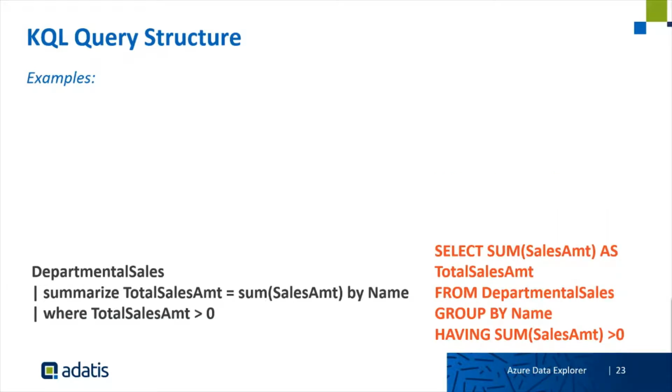And here's an example of a windowed function. So if we were to get the sum of sales, doing an alias as total sales amount from the departmental sales table, grouping them by the name, and basically filtering out all those that have sales, this is basically how we would do it inside KQL. So obviously, this is just to give you a picture of how the KQL language will work in these circumstances.